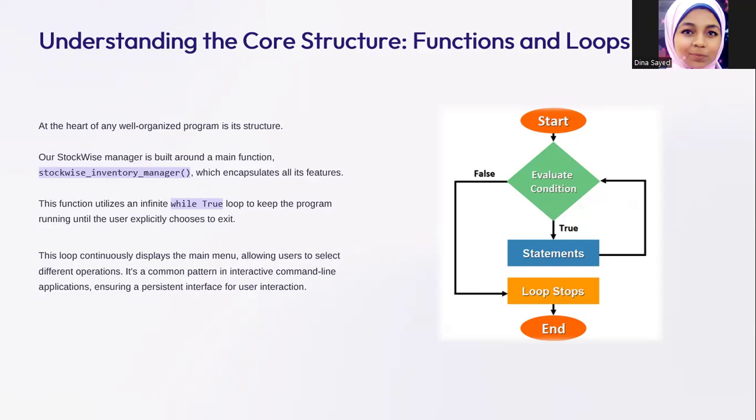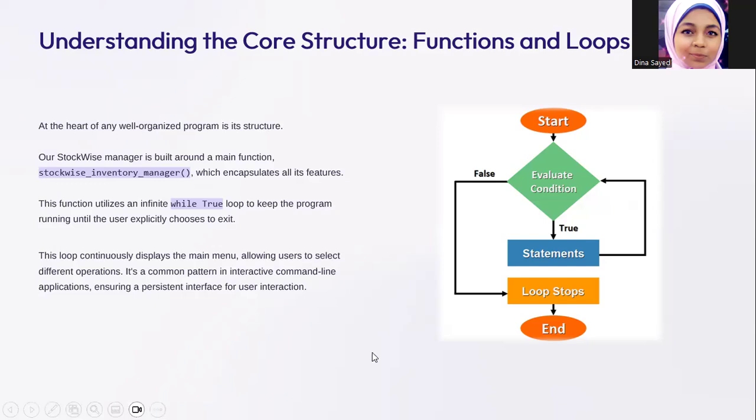At the heart of this code that I wrote, I used main functions like the StockWise Inventory Manager. This includes all the things that I need. Initially, I start with a while loop, which is a forever loop. Every time I'm checking the condition, whether the user wants to add items or track what he has, and so on. This loop gives a continuous display of the main menu, allowing users to select different operations. It's a common pattern in interactive command line applications to ensure a persistent interface for user interaction.